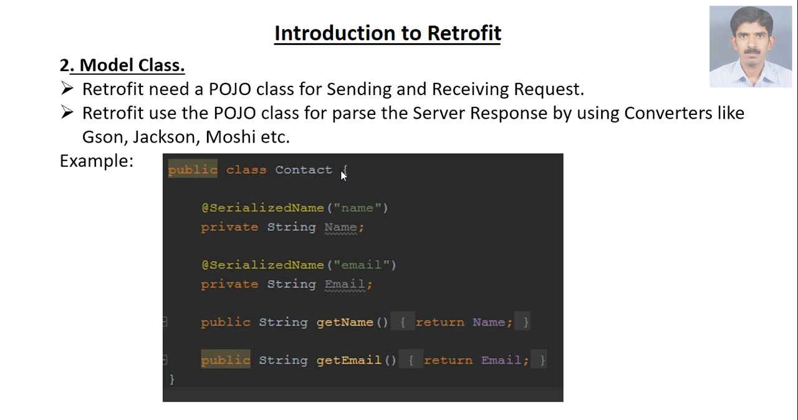Here is an example. Here the class name is Contact. Contact is a POJO class that contains two variables, name and email. Here are the getter methods for name and email, and here we use some annotations for these two variables. Here the annotation is SerializedName. These annotations are used by JSON for serialization and deserialization.